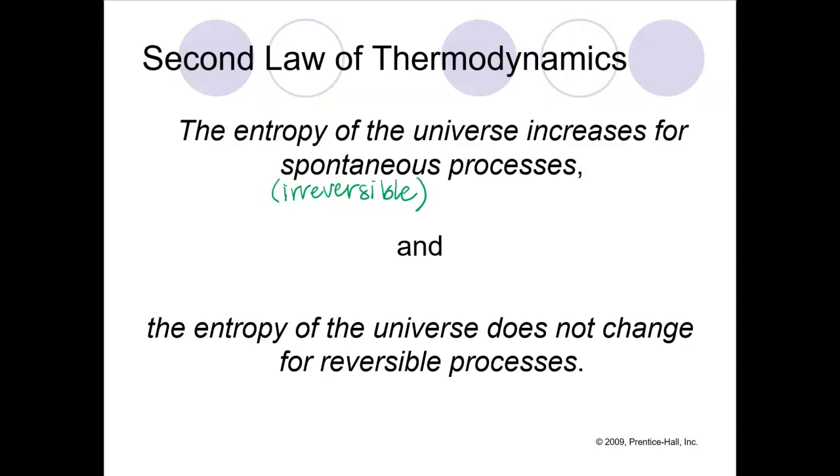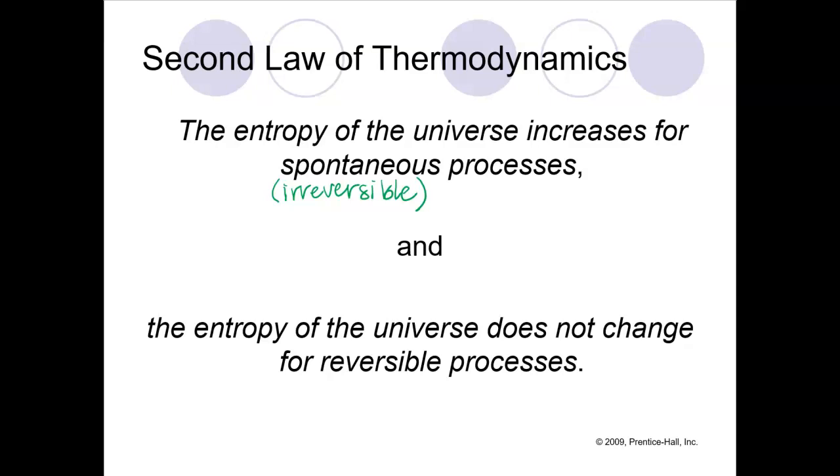Every time we have a spontaneous or an irreversible process that happens, the disorder, the entropy of the universe gets bigger. Every time a spontaneous thing happens, the universe gets messier. The second part of the second law of thermodynamics is the entropy of the universe does not change for a reversible process. So when we have an irreversible process, the disorder of the universe gets bigger. We have a reversible process, the disorder of the universe doesn't change at all.